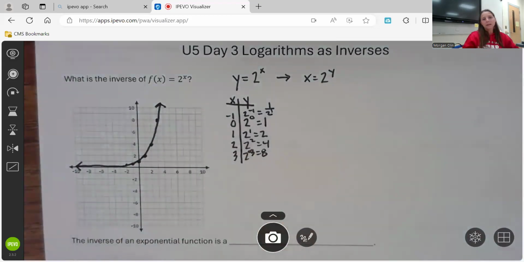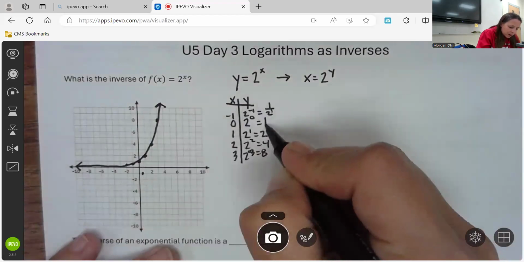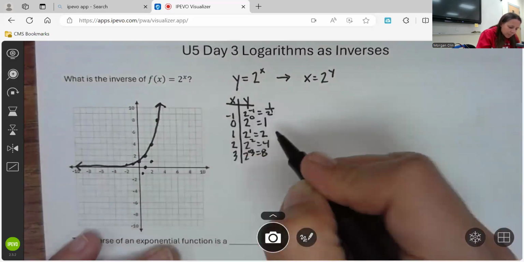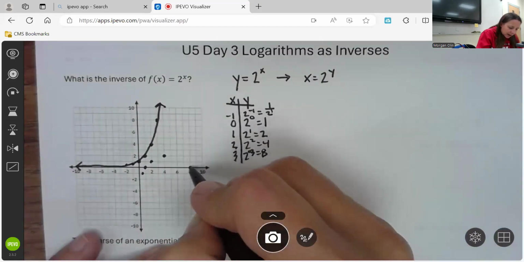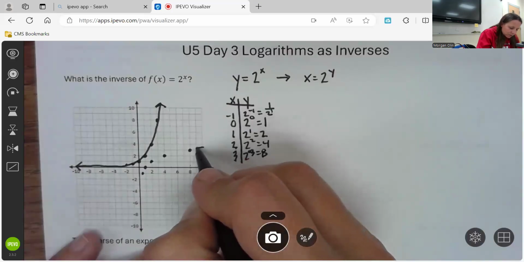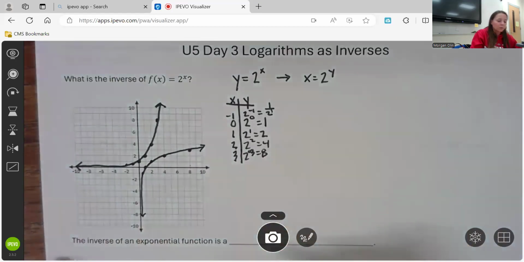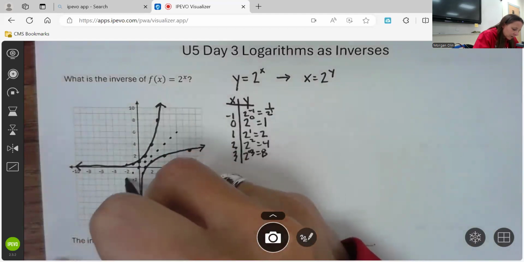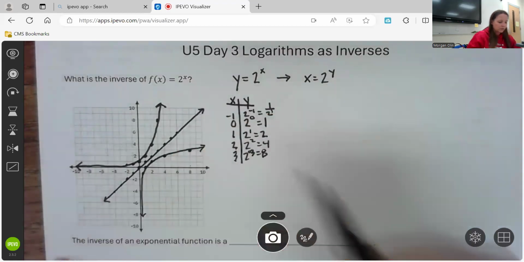So let's think about this for a second. For the inverse, we switch our x and y. That's going to be 1/2 and negative 1, then 1 and 0, 2 and 1, 4 and 2, 8 and 3. So I go to x equals 8 and go up to y equals 3, and you see that it's doing something like this. These are the inverse. And if you remember, inverses reflect over the line y equals x. So they reflect over this right here, and you can tell those are reflections.